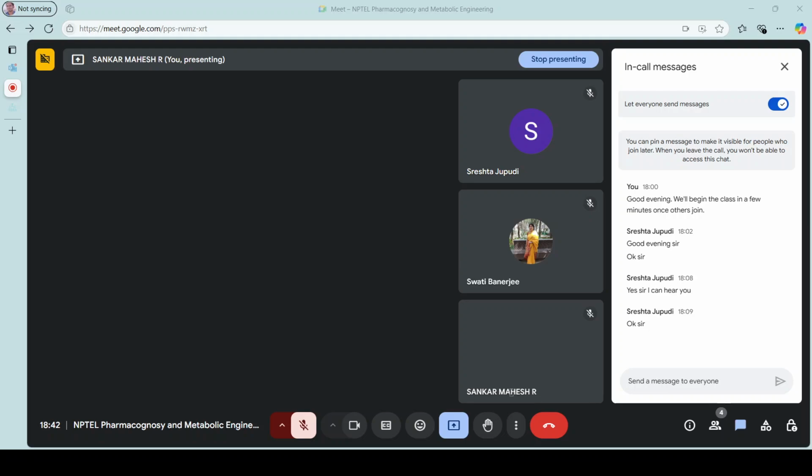Okay, does anyone remember the pathway for tropane alkaloids? Yeah, Shrishti. Sorry, Shrishti. Yeah, Swati.